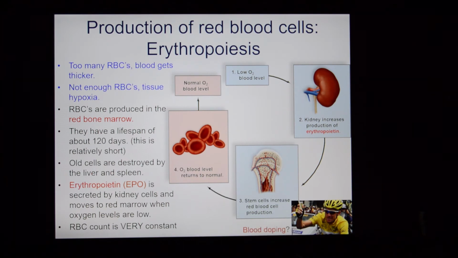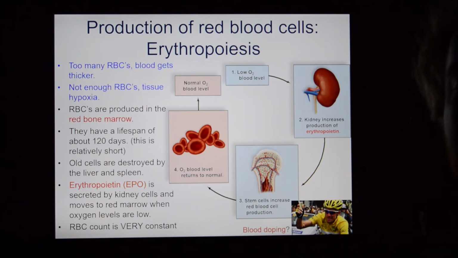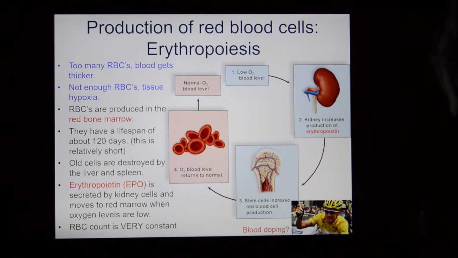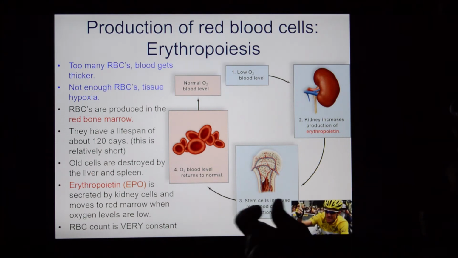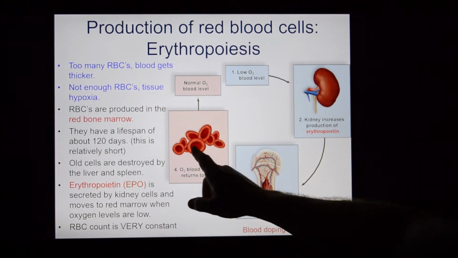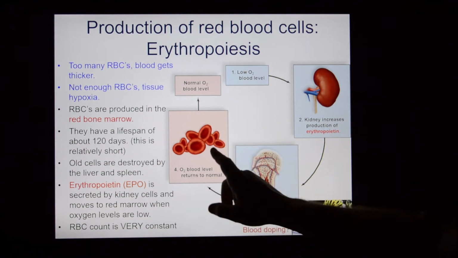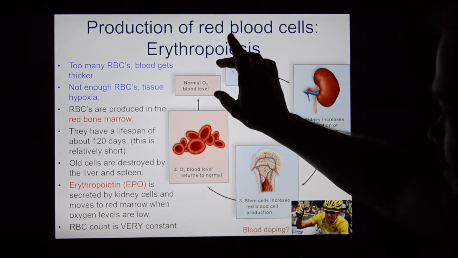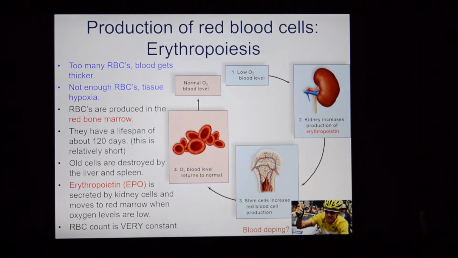If your kidneys sense that your blood's oxygen level is good, then all's well in the world. They just sit there and be kidneys. But if your kidneys sense a low oxygen environment, they release erythropoietin. And what erythropoietin does is it stimulates your bone marrow to make more red blood cells. And then once you've made more red blood cells, the amount of oxygen in the blood stabilizes and the kidneys are happy, so they stop secreting erythropoietin.